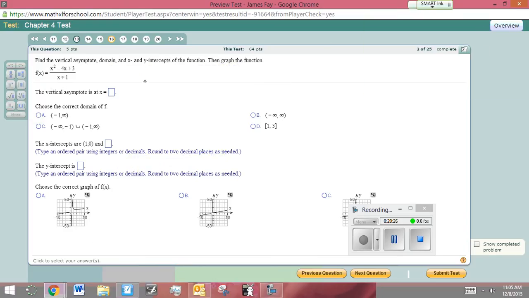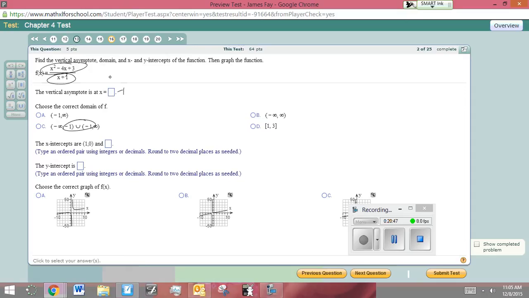Okay, find the vertical asymptote, domain, x and y intercepts of the function. Same idea, okay? Vertical asymptote right there. Okay, so x at negative 1. Choose the correct domain. Well, x cannot be negative 1, so it's all real numbers except for negative 1. So there's my domain. X-intercepts are 1, 0, and, okay, so what they're telling me right now, they're already giving me one of the x-intercepts.